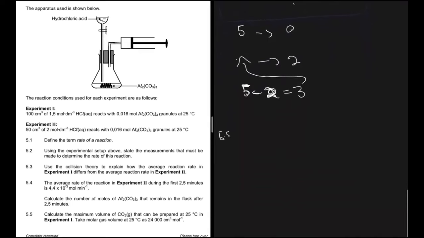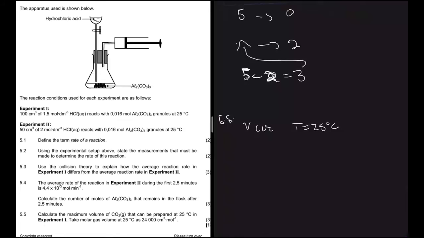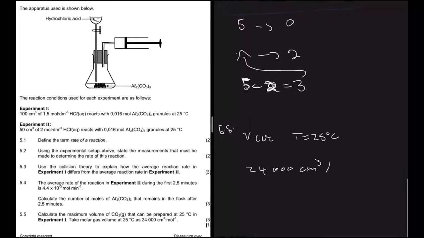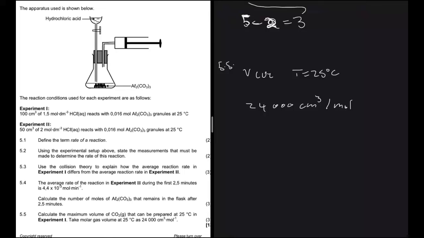Now let's move to 5.1. 5.1 says calculate the maximum volume of CO2 that can be prepared at a temperature of 25 degrees Celsius in experiment 1. Take the molar gas volume at 25 degrees Celsius as 24,000 centimeter cube per mole. We know that the number of moles can also be given by the volume divided by the molar gas volume. So that is n equals V divided by Vm. In this question we are given Vm, the molar gas volume, as 24,000 centimeter cube per mole.